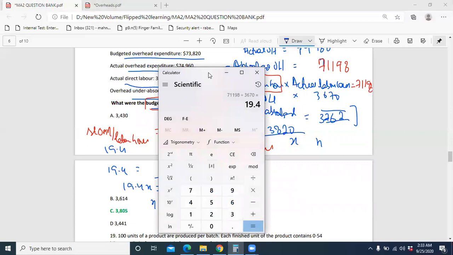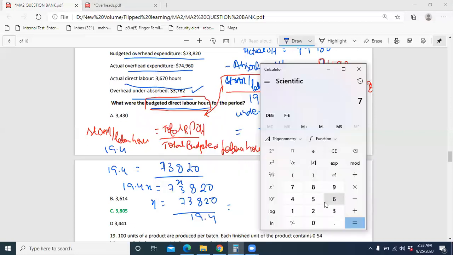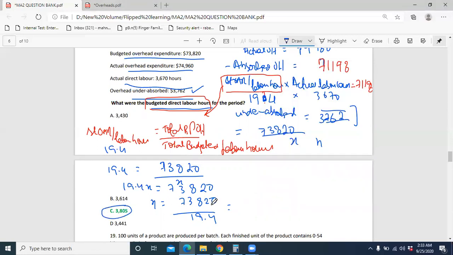So that's the working back I was talking about. At times you are required to calculate the standard rate, at times you're required to calculate actual labor hours. Any of the figures can be asked to be calculated in your exam. 73820 divided by 19.4 is 3805. That's the right answer, 3805.